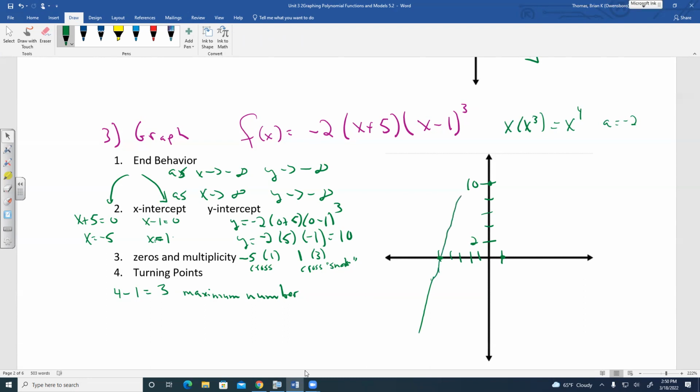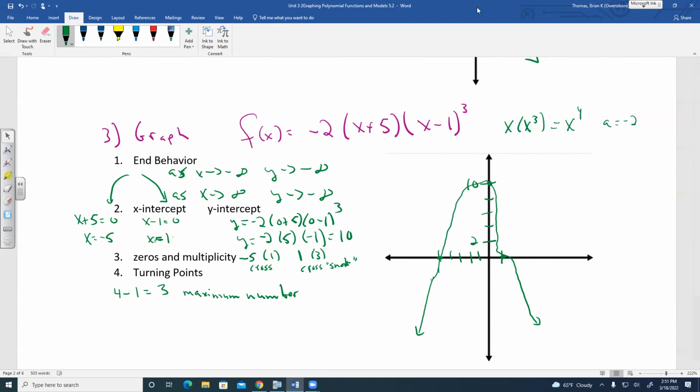Somewhere along the way, it's got to turn back around. It's got to cross through this y-intercept. It's got to come back down, and it's going to have to kind of flatten out, kind of make a snake, and go on down. It should look something like that. So what we really don't know is what's happening between -5 and 1. If we want to get a little bit more specific, that's where we can use our graphing calculator to maybe find a few other points there if we need to.